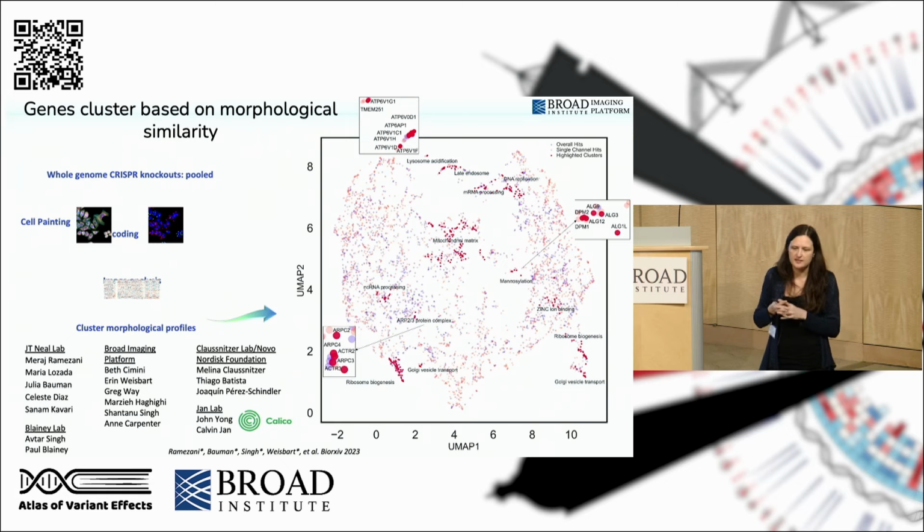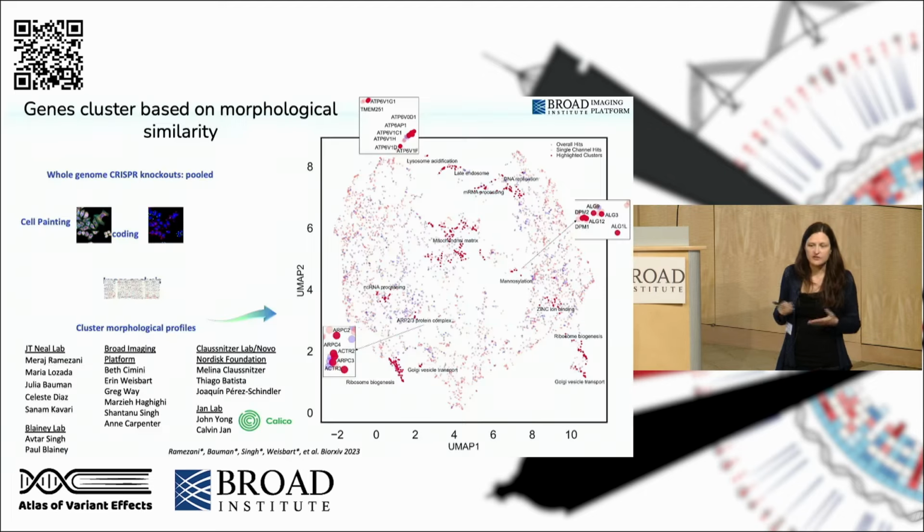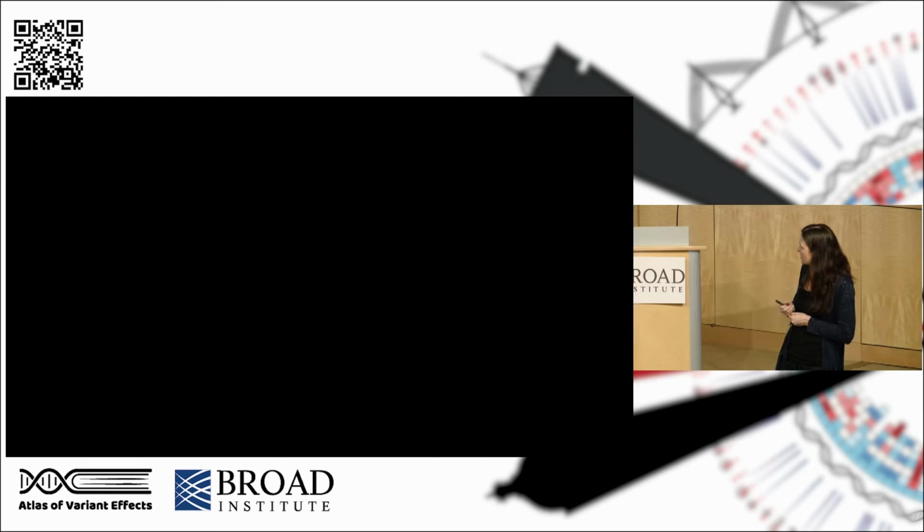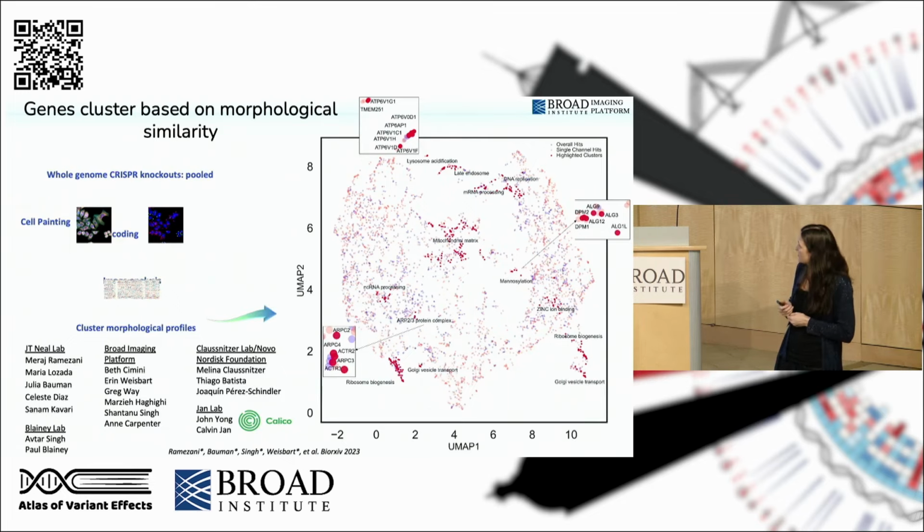Some of them quite subtle, some of them quite dramatic. The plot itself just shows you the genes that have a phenotype that is different from negative controls. This paper just came out as a preprint last year and has some lovely tidbits in it. I recommend taking a look.